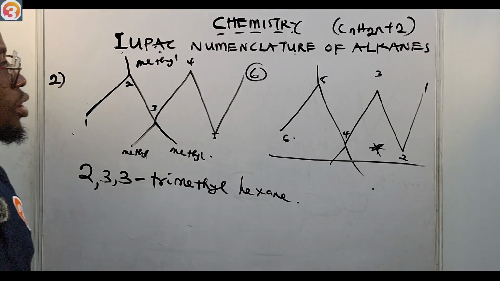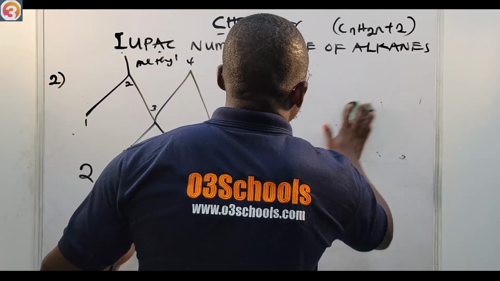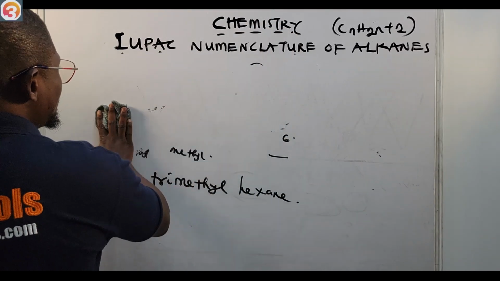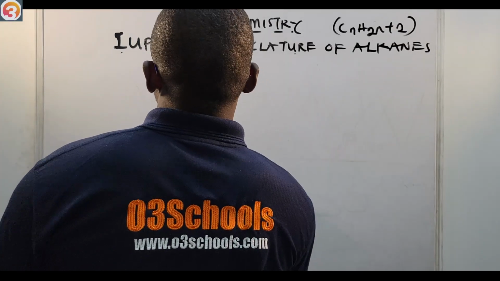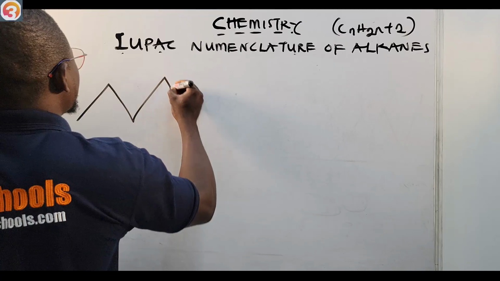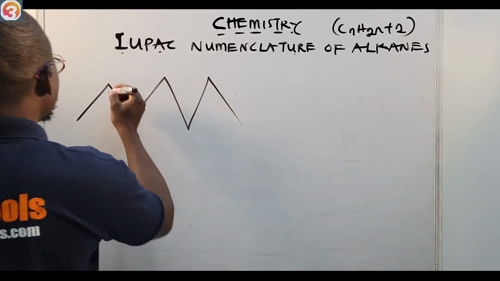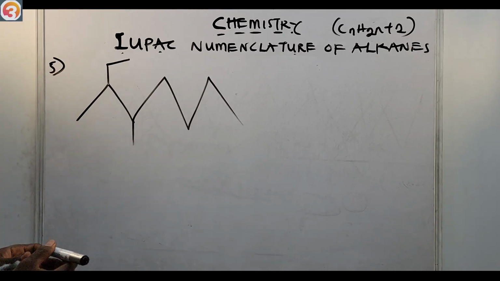Very, very easy. Okay, now we move on again to another example. This will be the 5th example. If you understand what I've been doing so far, there's no alkane you cannot name. All right, so now number 5. Let us say we have something like this: 1, 2, 3, 4, 5, 6, 7. And then here we have a propyl group. Then here we have an ethyl group. Okay, a methyl group rather.